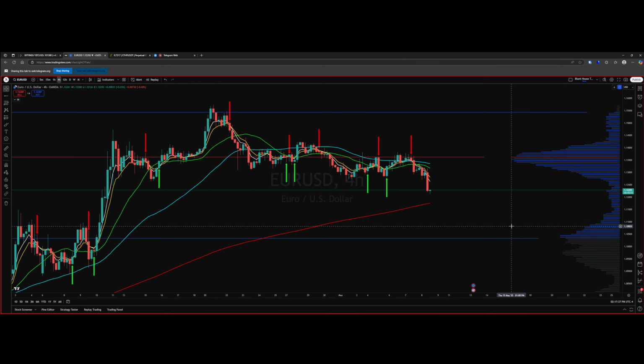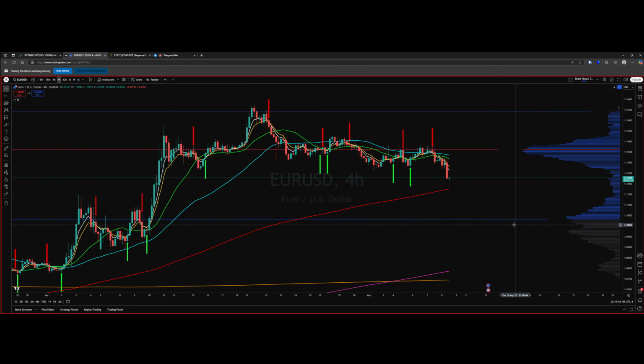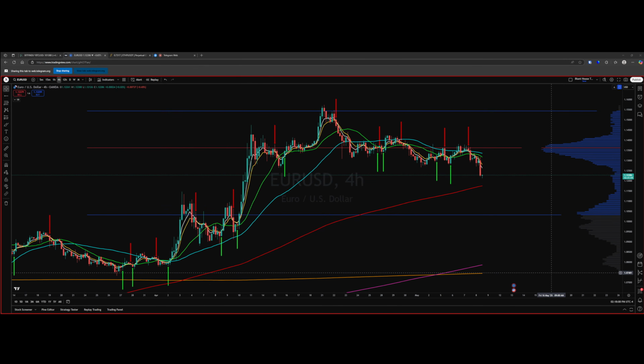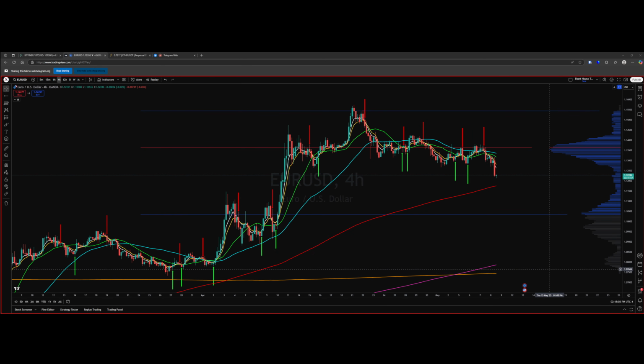Just wait for your signal. Let the market come to you. Yeah, that's what I'm gonna do. I'm gonna wait for this to just pull back up a little bit to the 1.125 level. Stop loss gonna be set at 1.138, and take profit is 1.105.